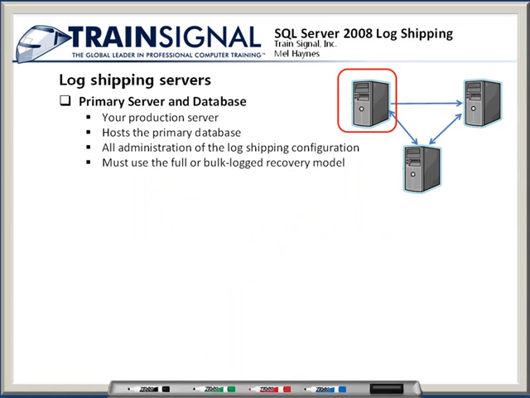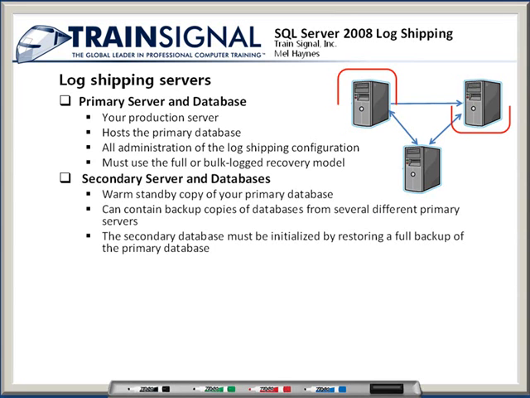So here, one more time through this. Your primary server and your primary database is your production. It's going to host your primary database. All your administration of your log shipping happens on the primary. You must use full or bulk logged recovery because, once again, the simple recovery model doesn't even produce log files, so there would be nothing to ship.